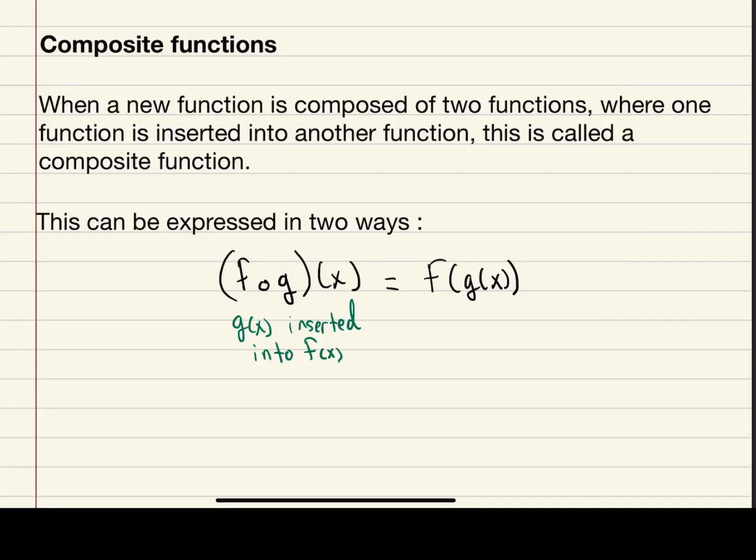So today we're going to look at composite functions. When a new function is composed of two or more functions, where one function is inserted into another function, this is called a composite function. And we often express this in two ways.